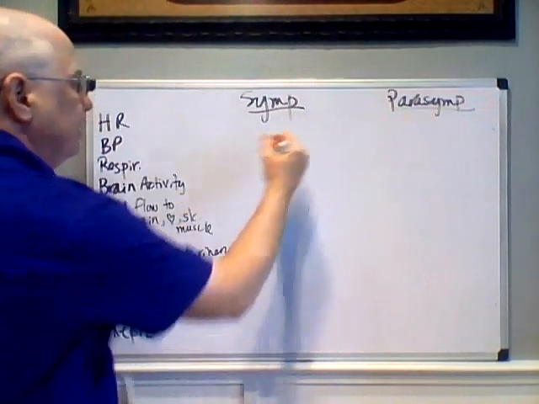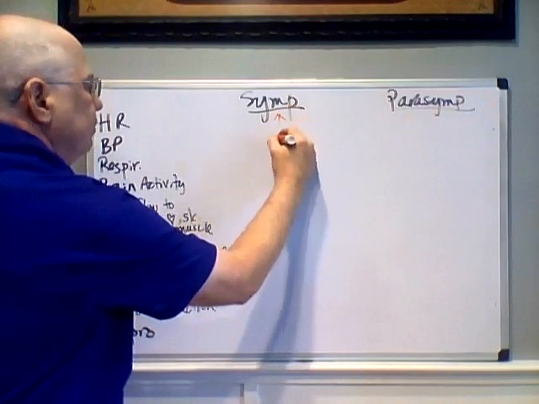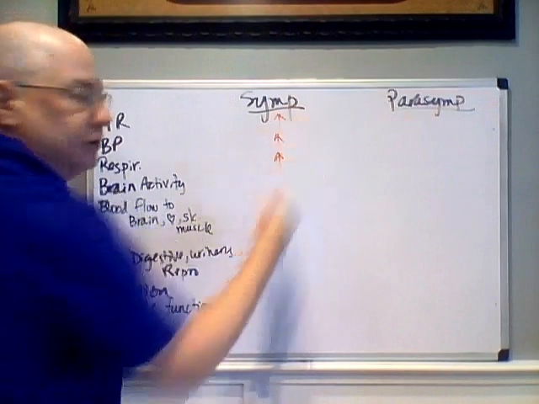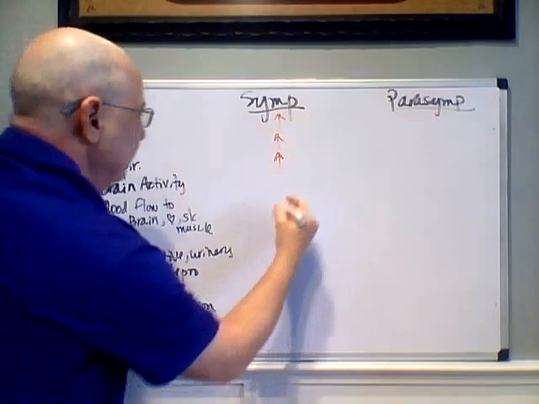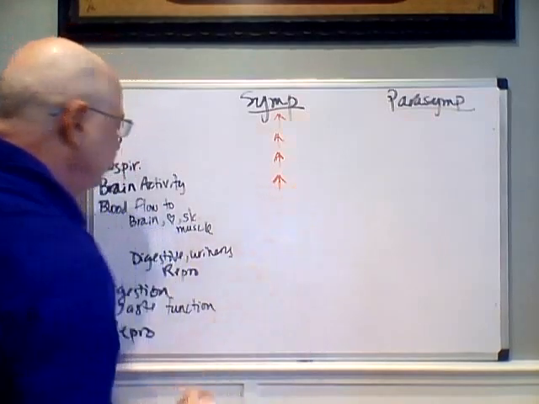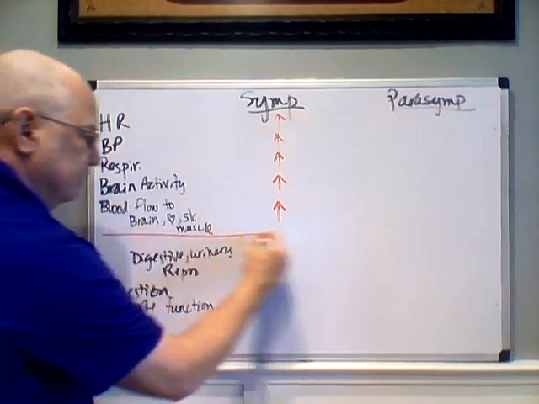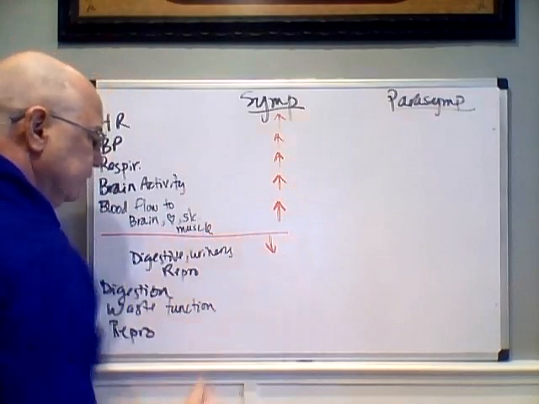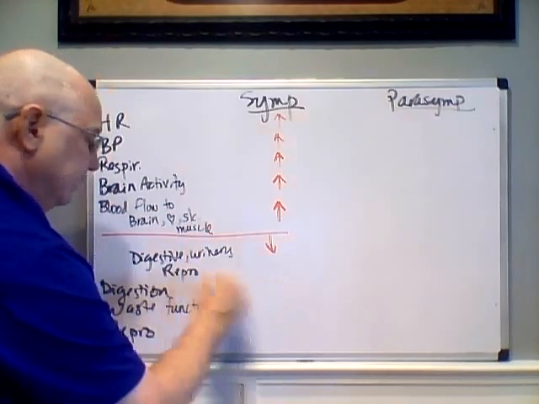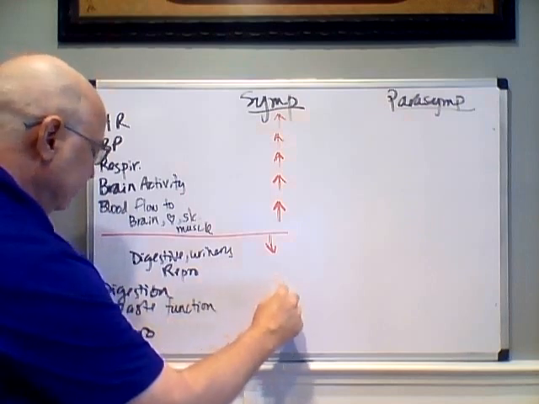For sympathetic, I'm going to increase heart rate. I'm going to increase blood pressure. I'm going to increase respiration. I'm going to increase brain activity and skeletal muscle activity. I'm going to increase blood flow to all of these organs. I'm going to decrease digestive function. I'm going to decrease blood flow to the urinary, reproductive, and digestive systems.